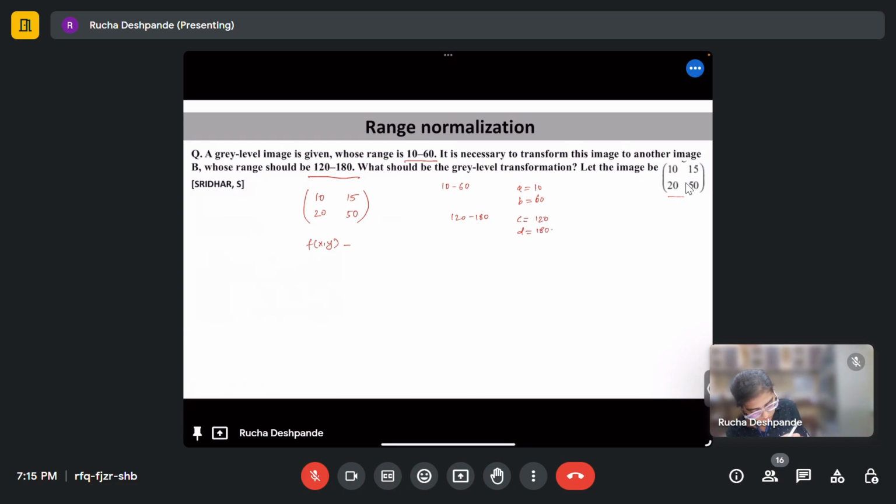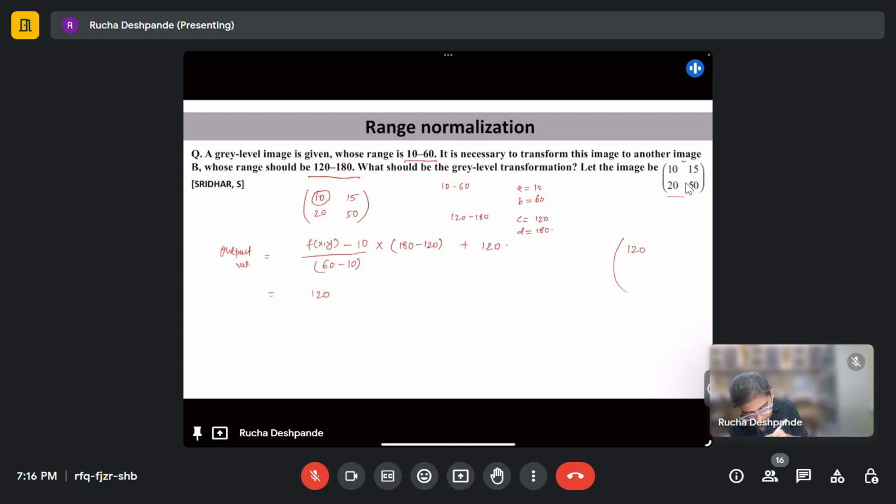First we need to do f of x comma y minus 10, then normalize it, plus 120. For f of x comma y equal to 10, this whole term will be 0 because the numerator here will be 0. So the first value will be 120, and our output matrix will have the first value as 120.